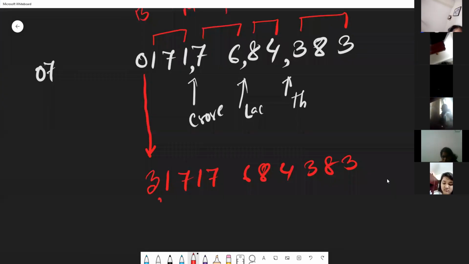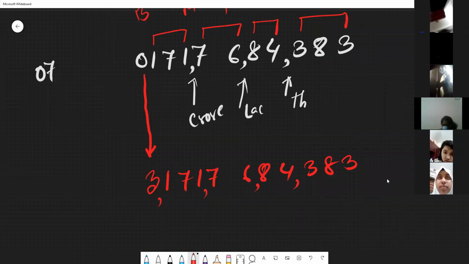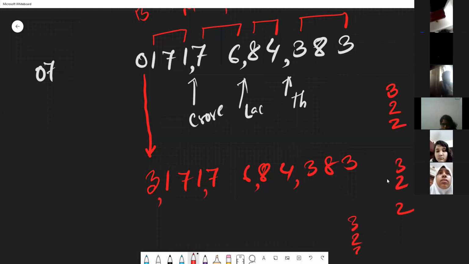3,171 crore, 76 lakh, 84,383. Yes, I'm absolutely right. So if we add a 3 in place of the 0, there will be another comma. The comma system is 322 in the local system. After the first 3 digits comes the first comma, then after 2 digits the second comma, then after 2 digits the third comma. Again start from 322, 322.